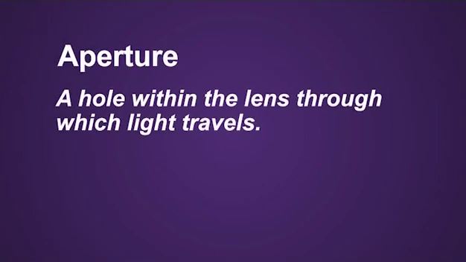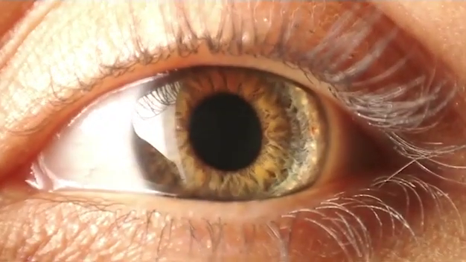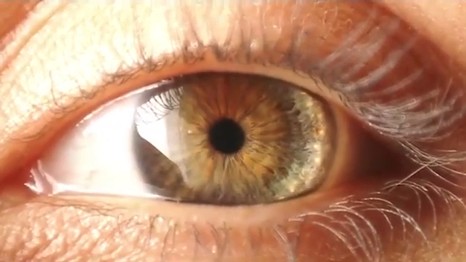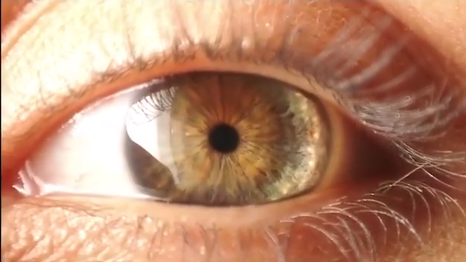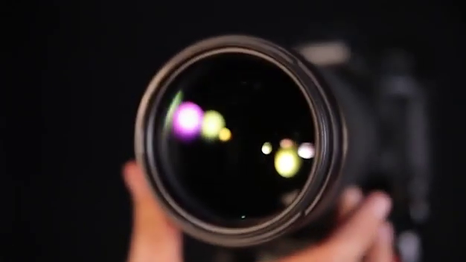Aperture is a hole within the lens through which light travels. Aperture works in a similar way to your eye. Your pupil gets smaller when the light gets brighter. In photography, the opening in the lens is called aperture.